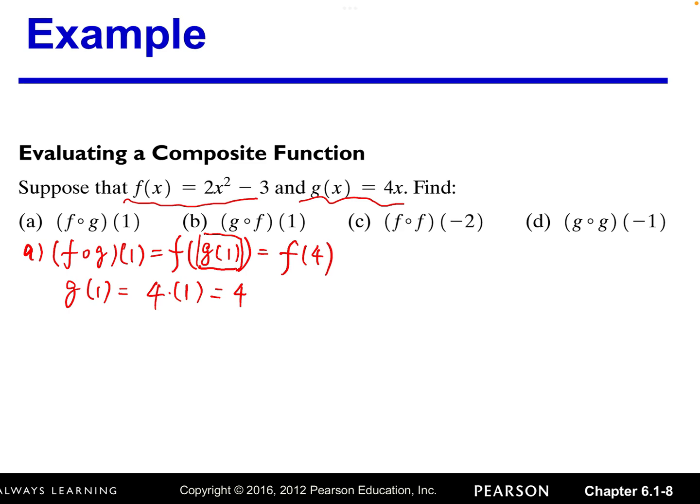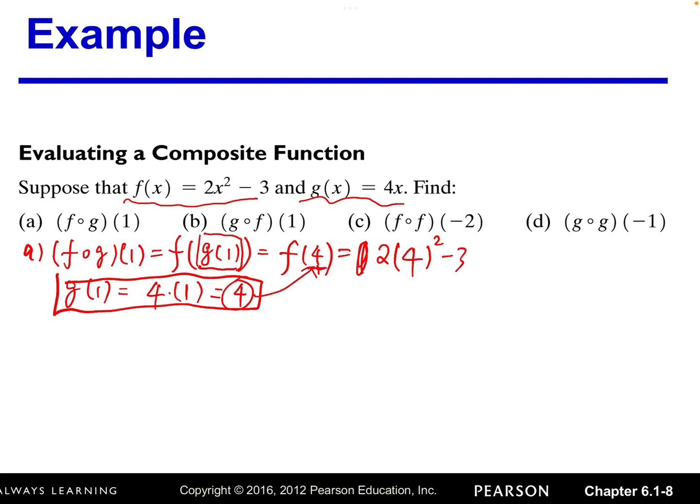So that being said, the inner function g of 1's output, 4, will serve as the input for the outer function. Inner function's output serves as outer function's input. So we evaluate f of 4, and then what's f of 4? f of x is 2x squared minus 3, right? I leave x blank, and then the x value is 4.